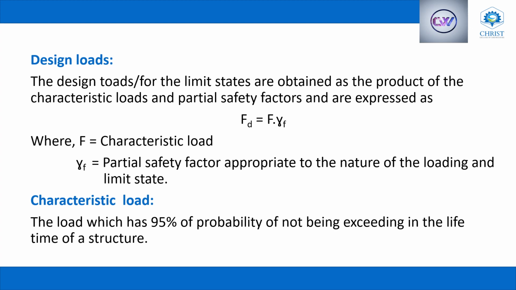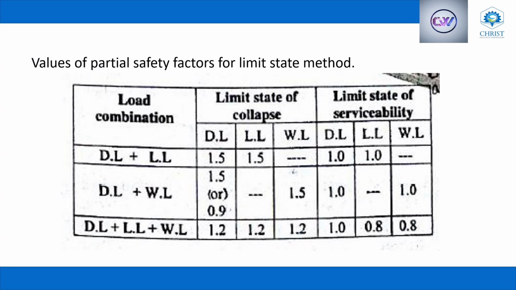Next slide is about what these constants are. For different kinds of combinations, we have different constants. For a combination of dead load and live load, in the limit state of collapse we multiply with 1.5. So the equation will be 1.5 dead load plus 1.5 live load. In the limit state of serviceability, it is 1 into dead load plus 1 into live load.